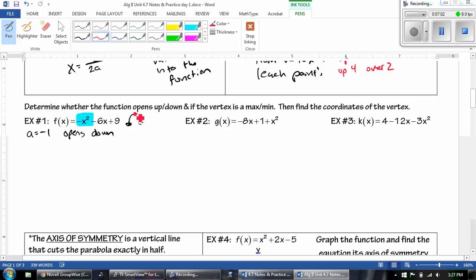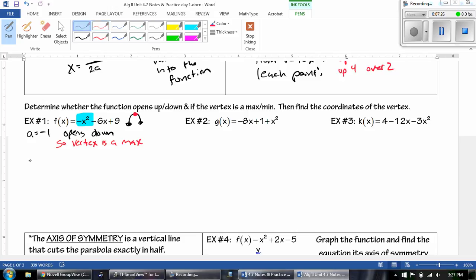So our vertex all the way up at the top is a max. So it opens down, so the vertex is a max. We didn't do anything. All we did was look at the quadratic term. Now the next part is to find the vertex.